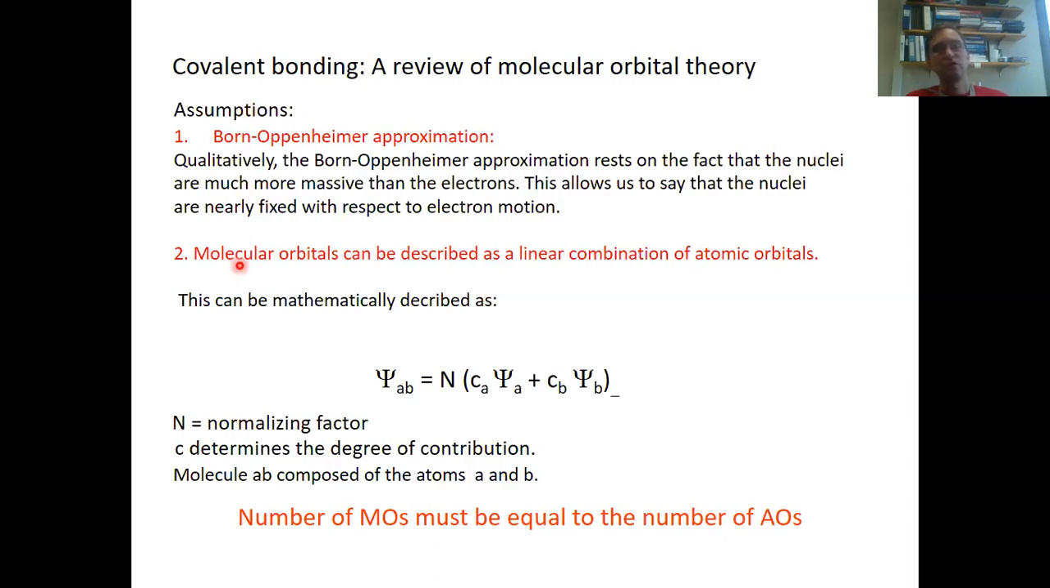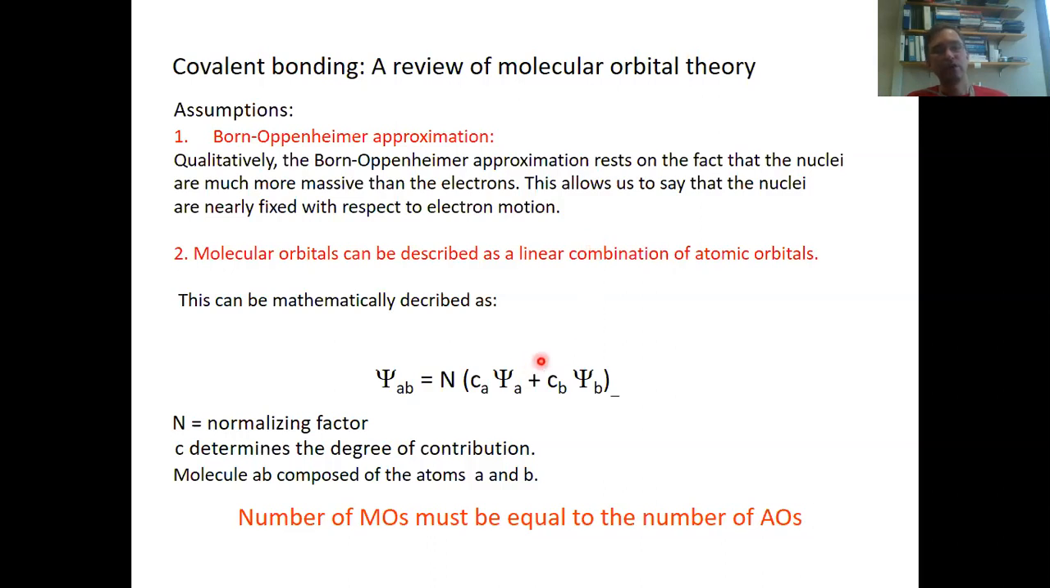The second assumption is that molecular orbitals can be described as a linear combination of atomic orbitals. A linear combination is a mathematical process. It's actually the vectorial addition, the addition of vectors. Okay, this is what is meant by a linear combination. And the sentence basically says that the addition of atomic orbitals, the vectorial addition of atomic orbitals, produces molecular orbitals, and these molecular orbitals can describe the covalent bonding.